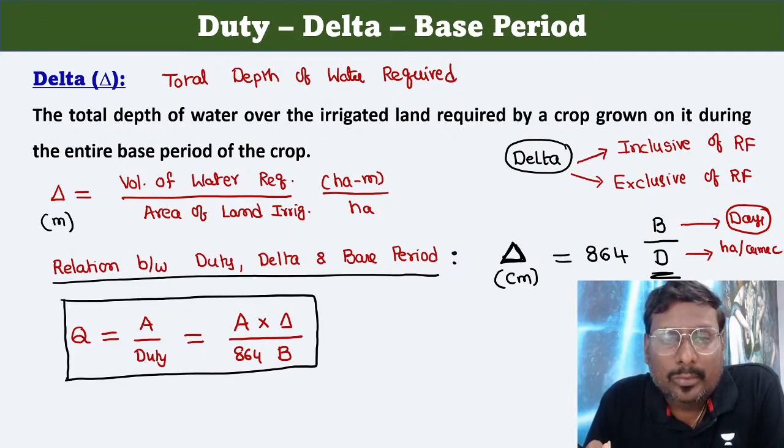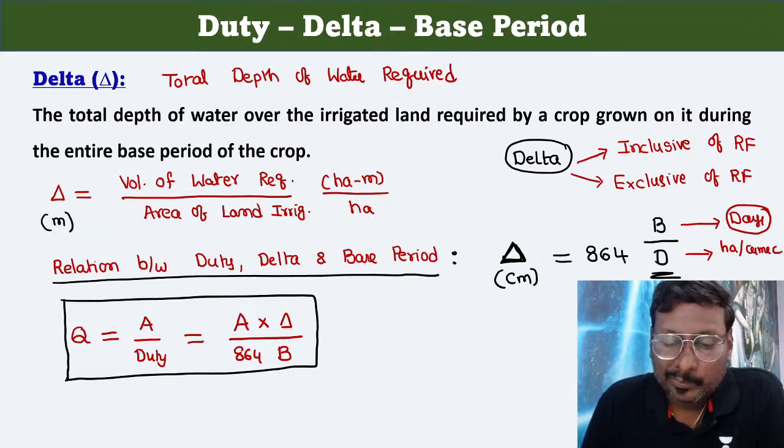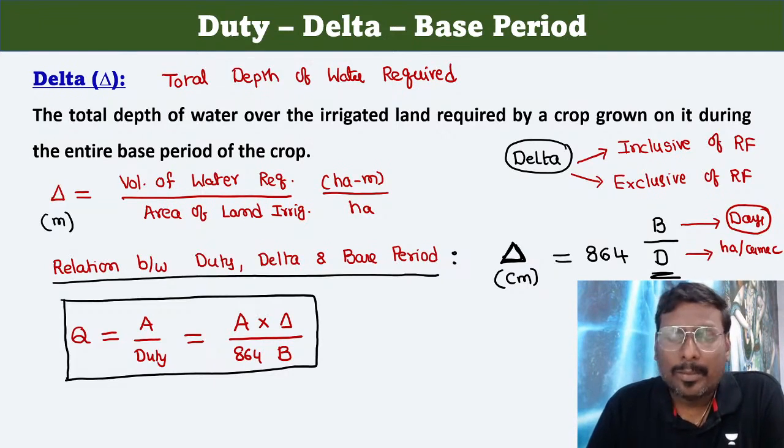So volume is equal to area into duty. Area into duty by 864 B gives Q, the discharge. Chalo, completed.